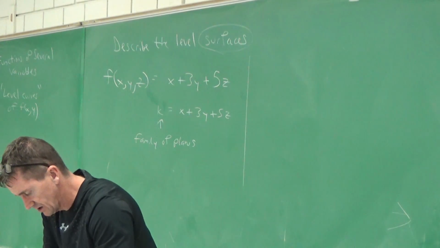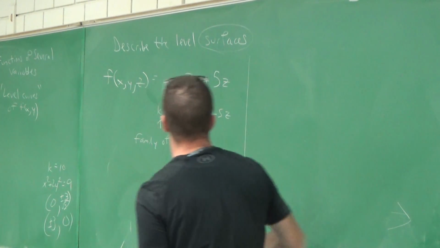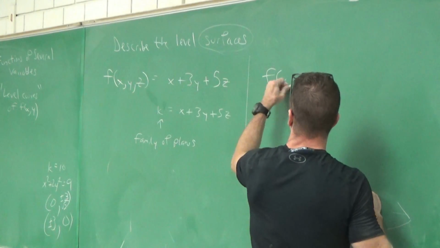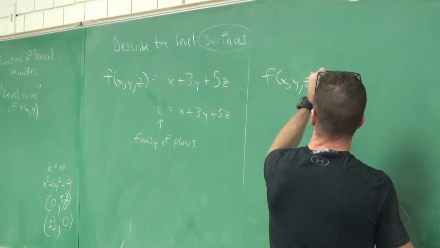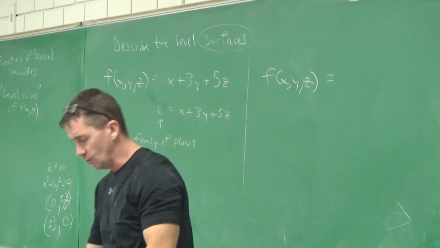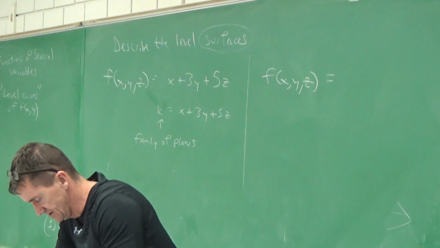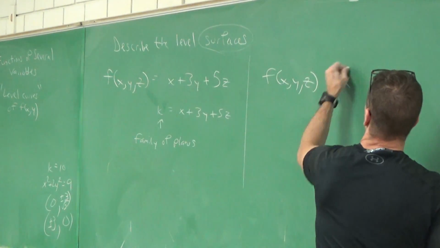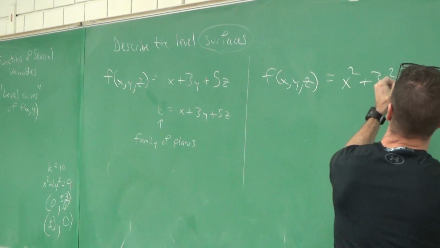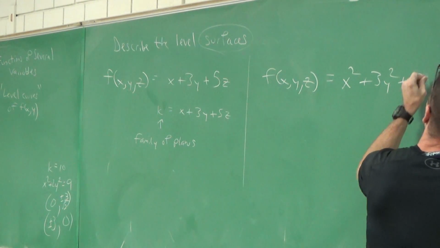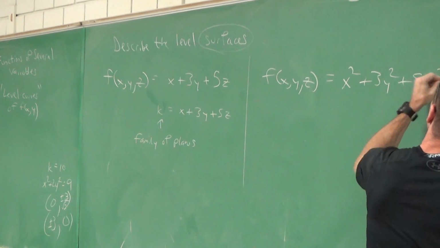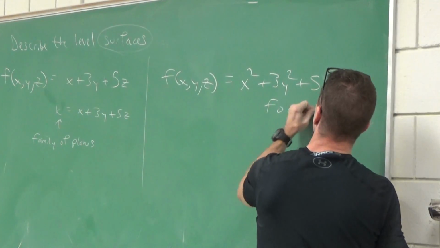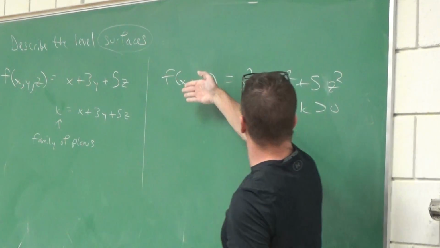How about the next one? X squared plus 3y squared plus 5z squared. This is why section 12.6 was so important. We now have to recognize those surfaces from section 12.6. X squared plus 3y squared plus 5z squared, and they said for k greater than 0, right? So let this be a k.